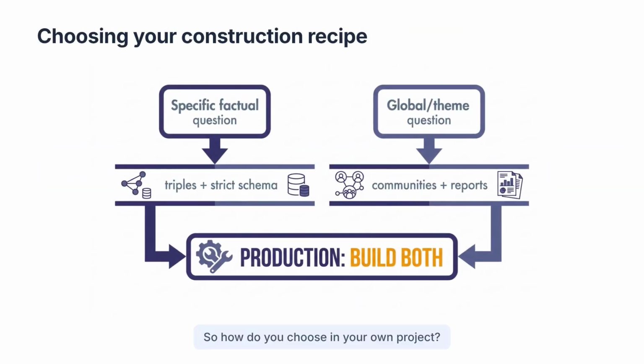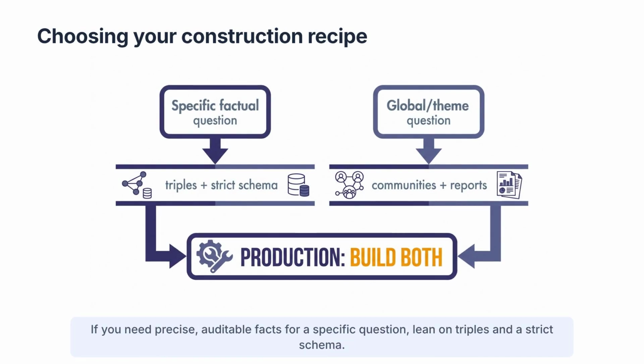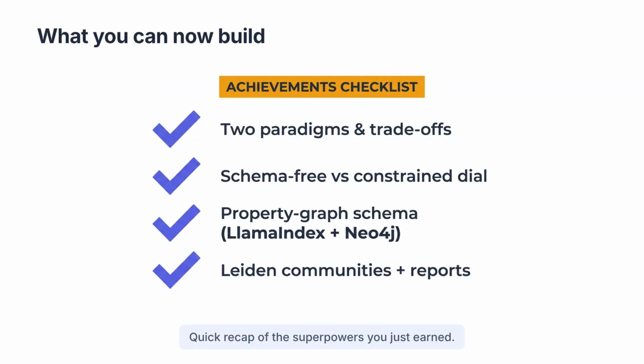So how do you choose in your own project? If you need precise, auditable facts for a specific question, lean on triples and a strict schema. If you need themes and global summaries over a big corpus, lean on communities and reports. And honestly, in production you usually build both over one property graph, exactly like we just did, and let each question pick its lane.